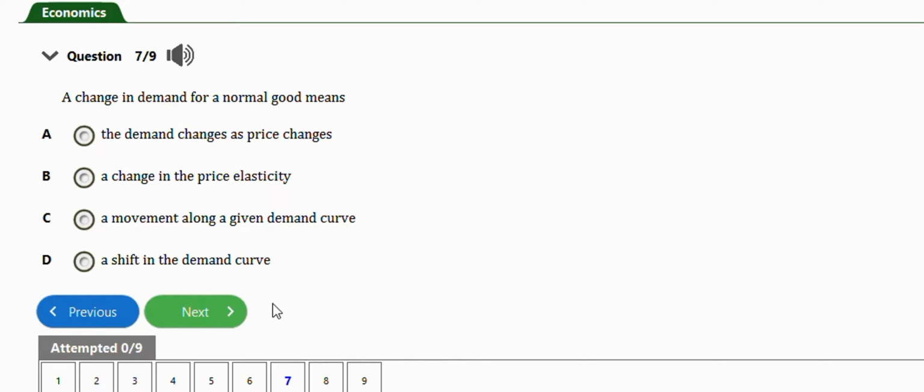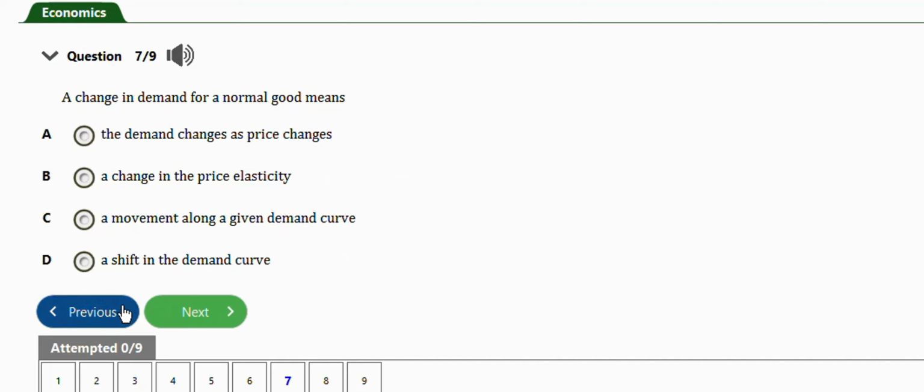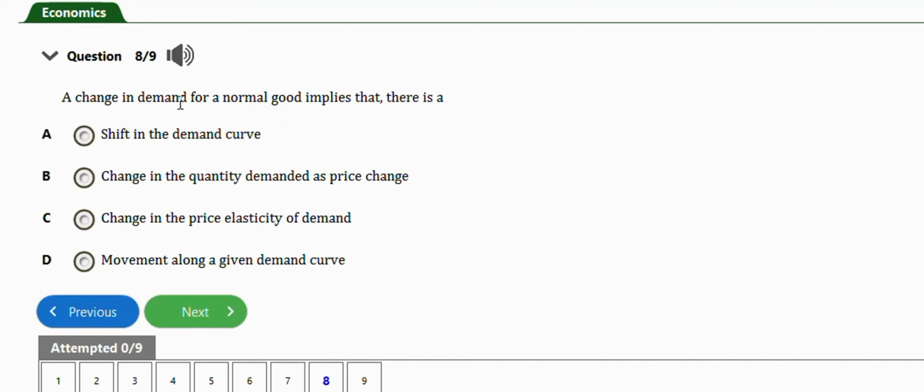That's what it means. The next question says a change in demand for a normal good implies that there is a shift in the demand curve, a change in the quantity demanded as price changes, a change in the price elasticity of demand, or a movement along a given demand curve. I think this is similar to the question you just finished attempting. It's the same thing. The right answer is option A, a shift in the demand curve.